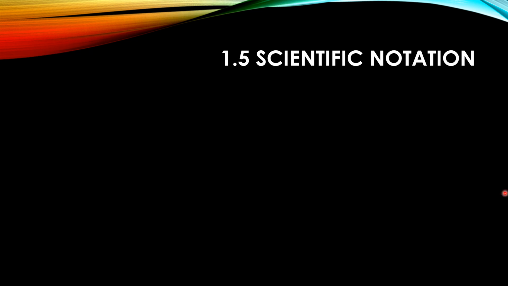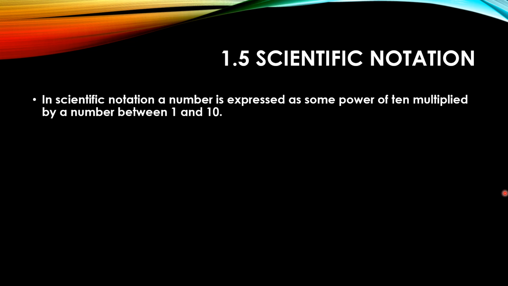Now, scientific notation. What is scientific notation? Scientific notation is a way of expressing numbers that are too big or too small to be conveniently written in decimal form, along with the power of 10. So, in scientific notation, a number is expressed as some power of 10 multiplied by a number between 1 and 10.